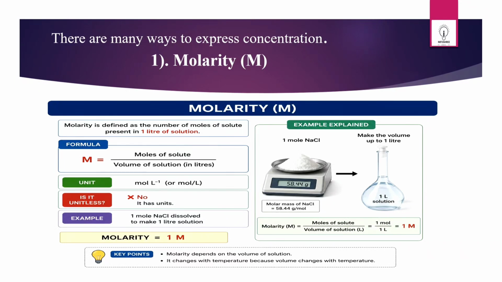For example, 1 mole of NaCl dissolved to make 1 liter of solution. That molarity will become 1 molar. Example explained here: that is 58.44 gram of NaCl. When it is dissolved in 1 liter of solution, the molarity is 1 M. So the key points are: molarity depends on the volume of a solution. It changes with the temperature because volume changes with the temperature.